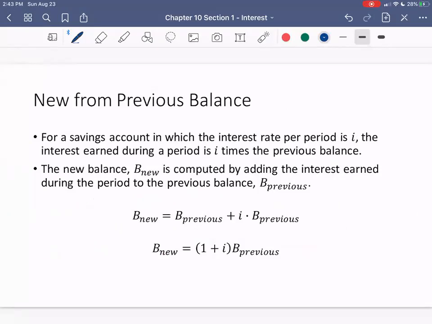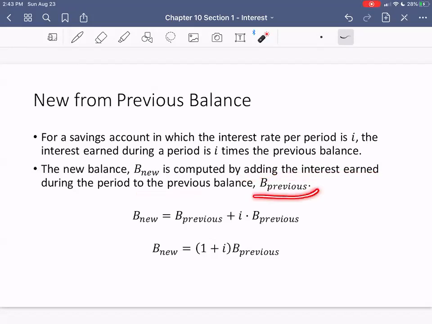Now, new from the previous balance. So for a savings account in which the interest rate per period is I, that's what we just talked about, the interest earned during a period is I times the previous balance. Okay, and I'm going to show you some things. And so this right here signifies the new balance. And we add the interest earned during the period to the previous balance.